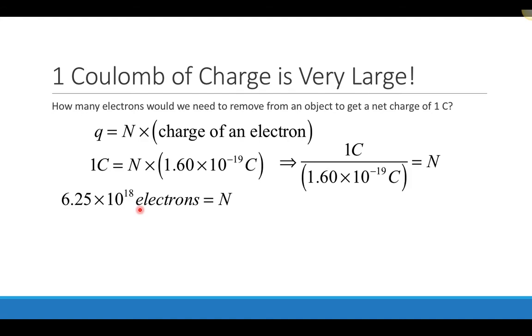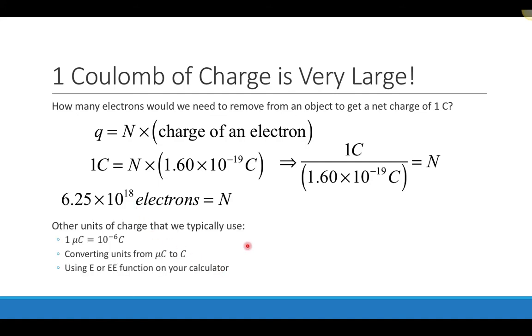That's the standard unit, and so when we're using Coulomb's law, we have to actually have our charge in units of coulombs, but most of the time objects will not be charged with that amount of charge. So other units of charge that we typically use are something called microcoulombs. 1 microcoulomb is equivalent to 10 to the minus 6 coulombs. So if I want to convert units from microcoulombs to coulombs, every time I have a micro, I replace it with 10 to the minus 6.